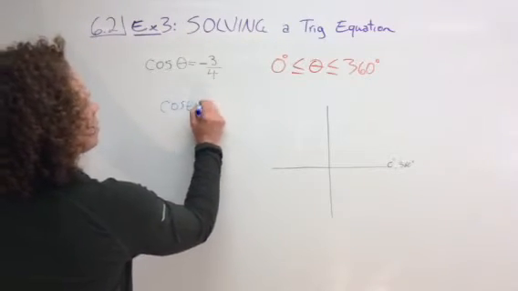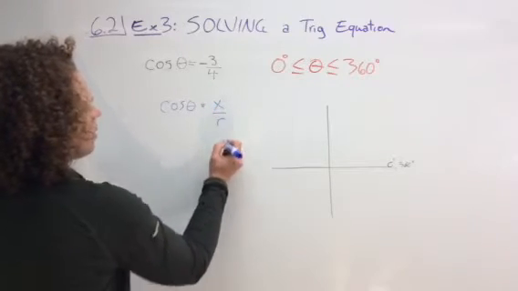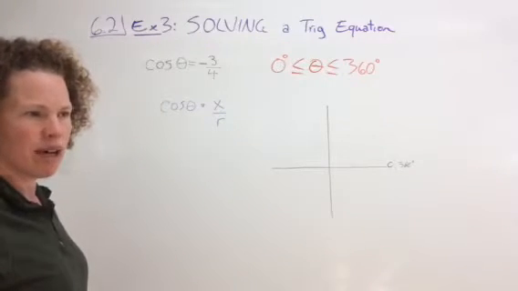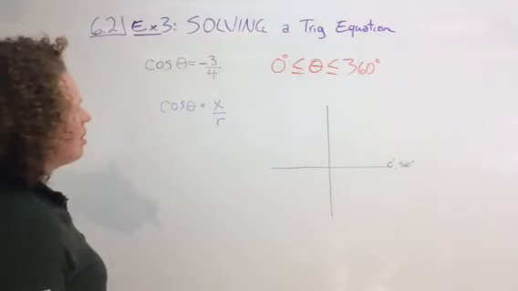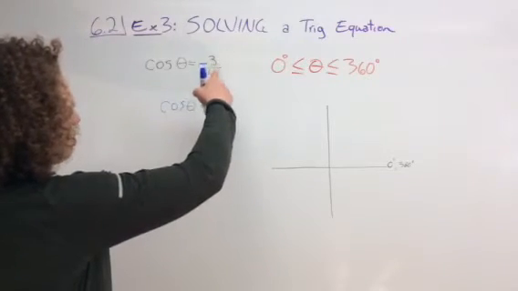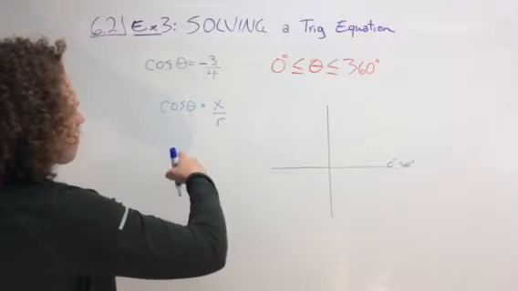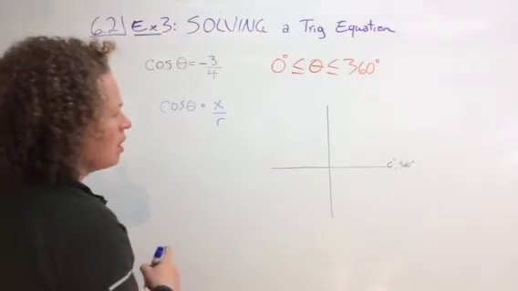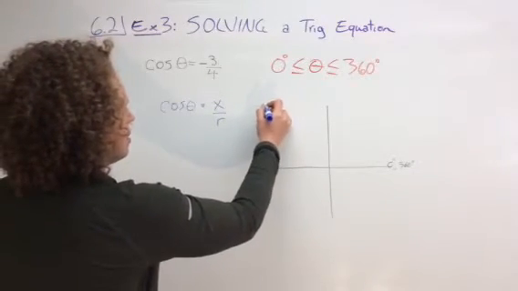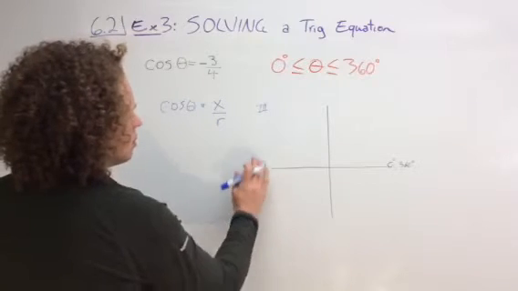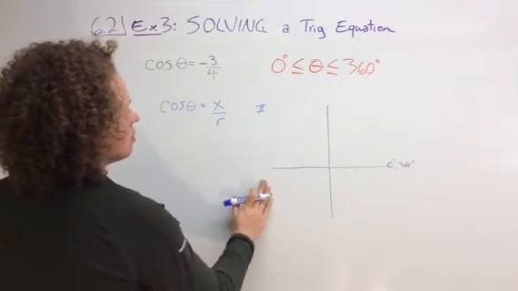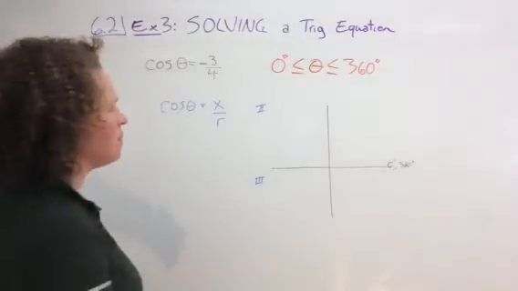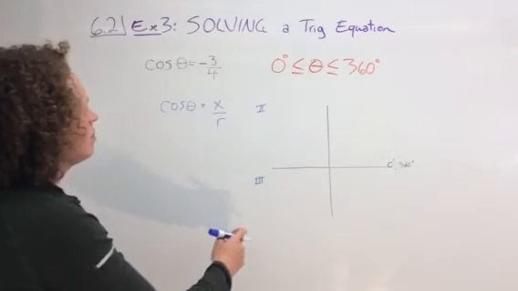Cos of any angle is x over r. R is never negative because it's the result of Pythagoras. That means we must have a negative value for cosine, so a negative value for x. X is negative in quadrant 3 and quadrant 4. Whoops, this is 2 and 3. Quadrant 2 and quadrant 3, because x is negative here, cos will be negative here, which means that our angles are going to be here and here.